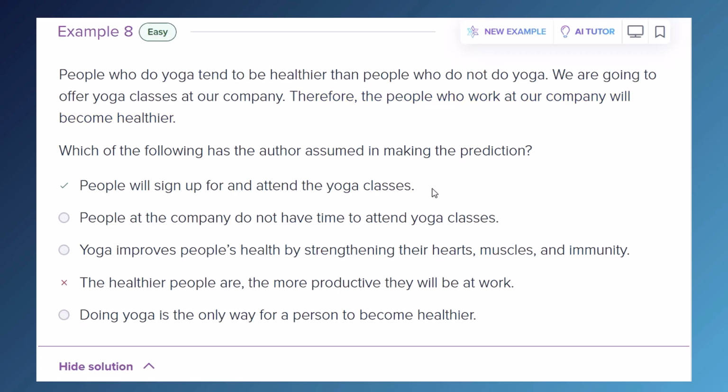Now let's look at A. If we negate A and say that people will not sign up for and attend the yoga classes, so no one's attending the yoga classes, then the company's plan to improve employee health falls apart immediately. That's a malicious variable the argument completely overlooks. So yes, A is what the author is assuming out of these choices.